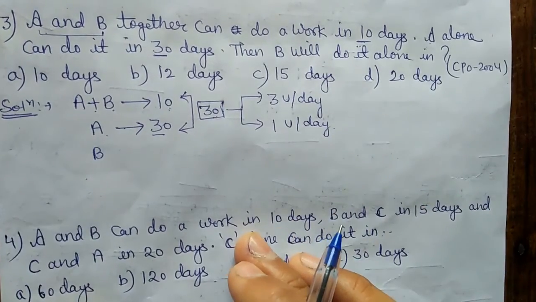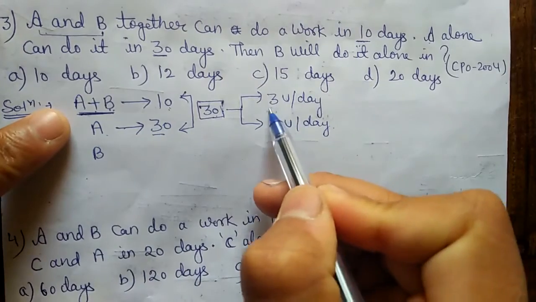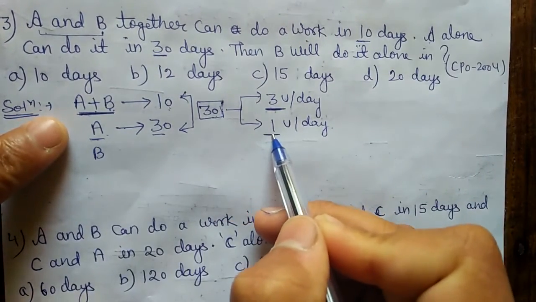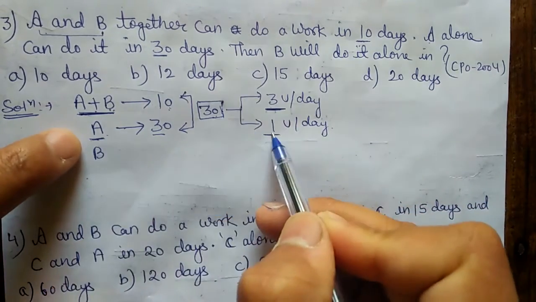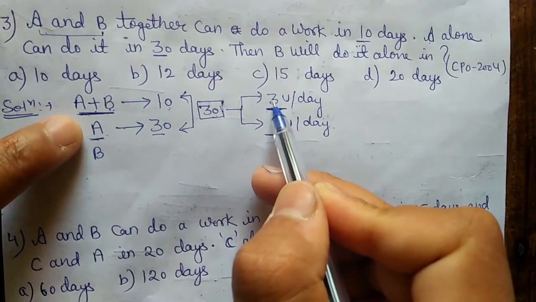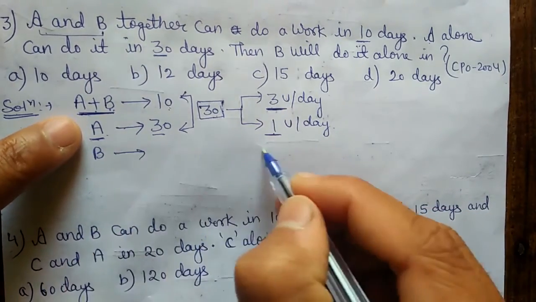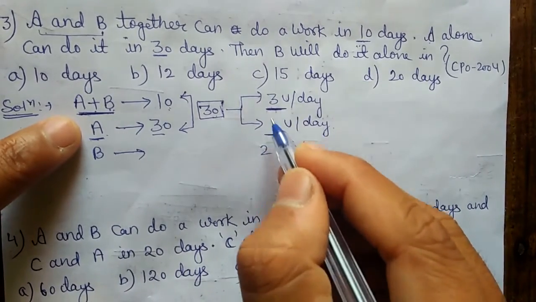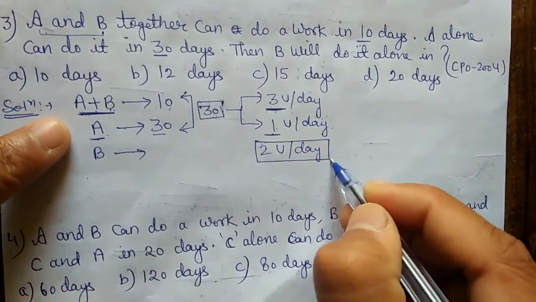Then listen, if A and B together are doing 3 units per day and A alone is doing 1 unit per day, that means the remaining 2 units will be done by B only, because A is doing 1 unit and B will do the remaining 2 units, then only it is 3 units. That means B will do 2 units per day. Then only 2 plus 1 will be equal to 3. So B will do 2 units per day.